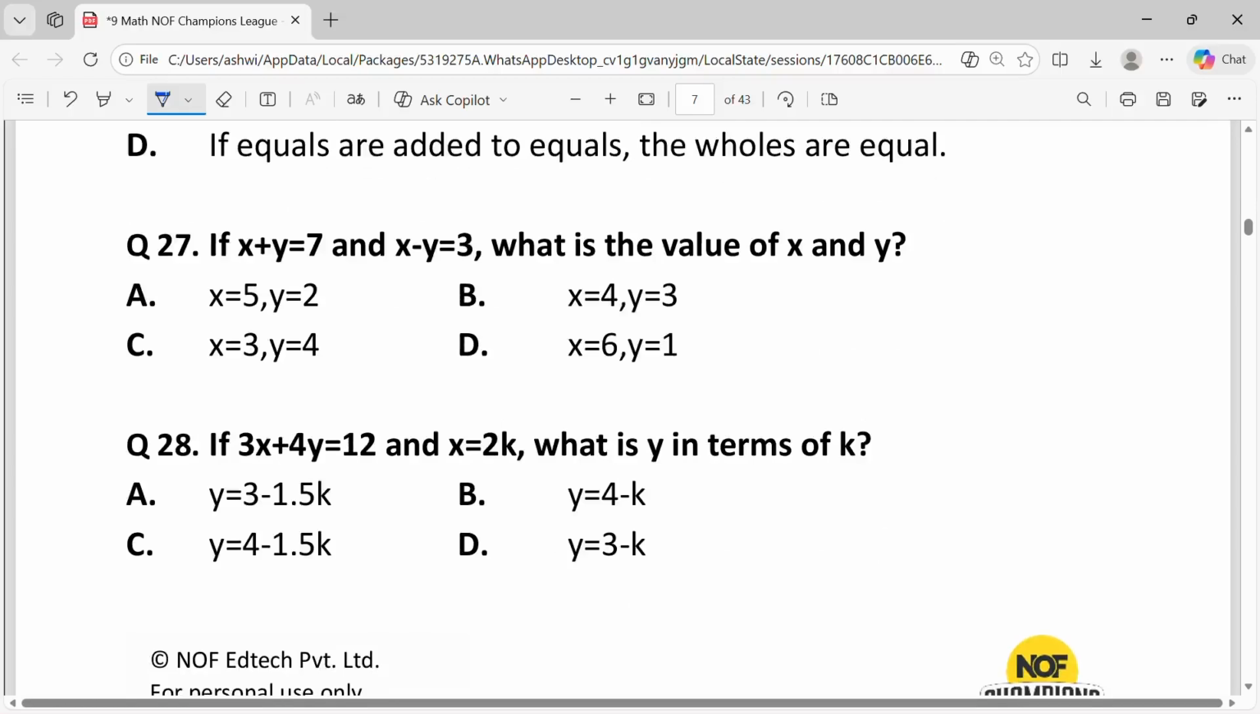Question 27. If x plus y is equal to 7 and x minus y is equal to 3, what is the value of x and y?